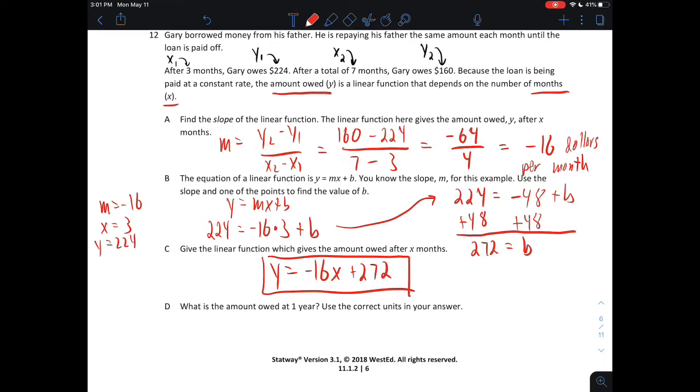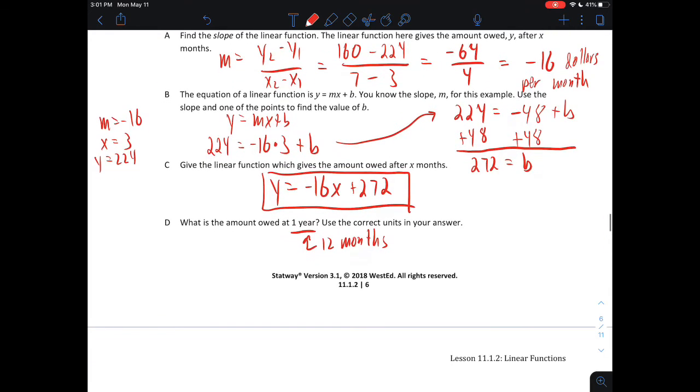All right, and then part D. Now let's use our equation. What is the amount owed at 1 year? So how would I solve this? I need to think of what my equation tells me. It tells me for any amount of x, which remember x is months, I will be told an amount that's still owed, y. So they're asking about how much is owed at 1 year. 1 year is the same thing as 12 months.